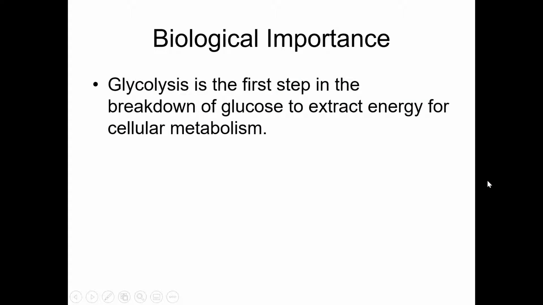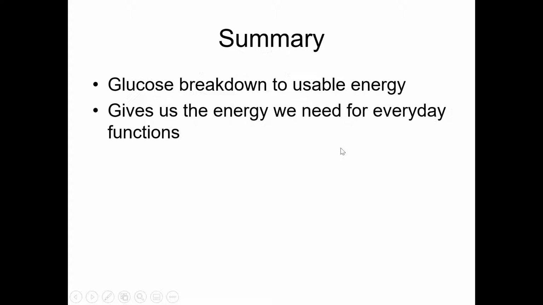So I know there's a lot of terminology and a lot of words, but what does that mean to us? Well, this is called the glycolysis step. It's the first step of the breakdown of glucose to extract energy for cellular metabolism. Basically, at the end of the day, we break down the glucose for usable energy. It's the energy that our body needs to sustain ourselves throughout the day. And of course, this is just the imperfect form kind of thing going on.